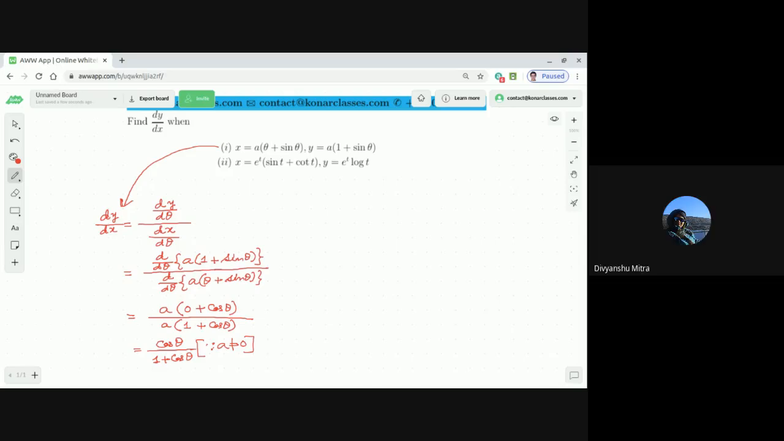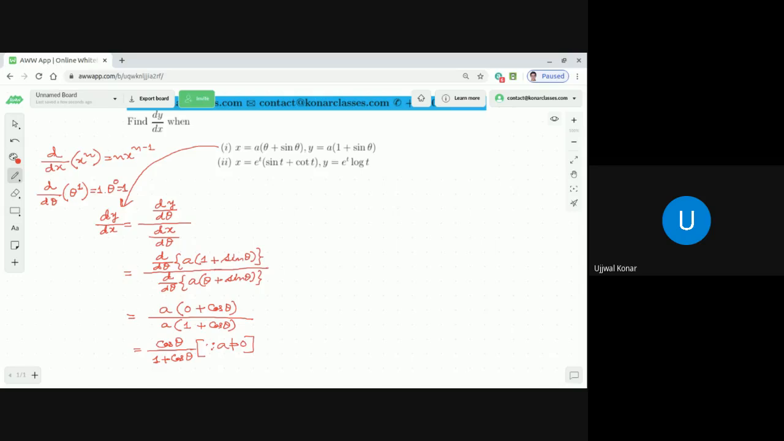So why is d/d theta of theta equal to 1? Let's go back: what is d/dx of x power n? N into x to the power n minus 1. Fantastic. So now d/d theta of theta power 1 is, theta means theta power 1, so 1 into theta power what? 0. Okay, right.